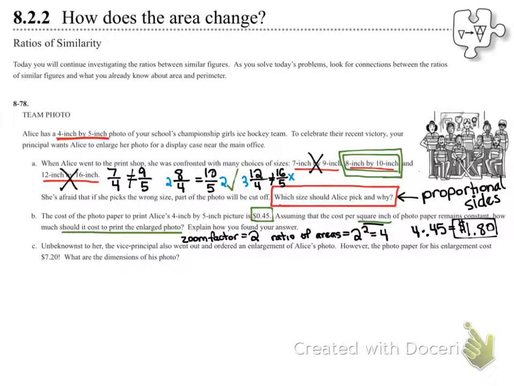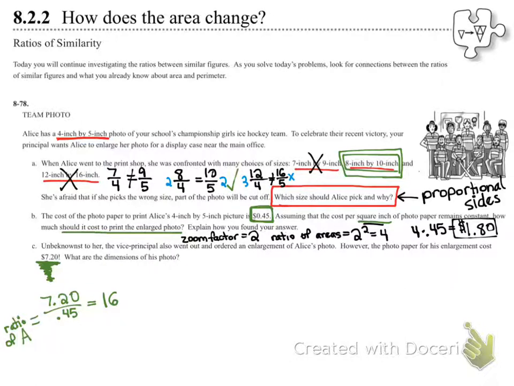And then finally we have part C. It says, unbeknownst to her, the vice principal also went out and ordered an enlargement of Alice's photo. However, the photo paper for his enlargement cost $7.20. What are the dimensions of the photo? All right, so we know that the vice principal got a photo that was $7.20. We know that the original photo only cost 45 cents, and we know that from part B. So if we divide 7.20 by 45 cents, we get the ratio of the two areas, because remember the cost is calculated by areas, and that would be 16. Okay, so we know the area of the enlarged figure is 16 times bigger than the area of the original.